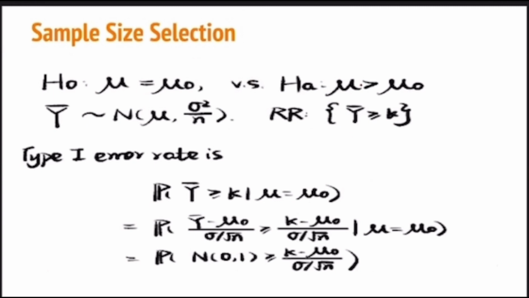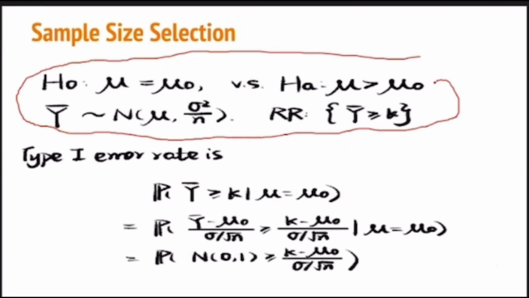Now, let's go back to testing this hypothesis again. I need you to focus on this. Your testing hypothesis is a one-sided, upper-tailed test. You can take a look at the alternative, mu greater than mu naught. Of course, don't forget, before you can use a z-test, the sampling distribution of y bar has to be normal. And the rejection region is going to be y bar greater or equal to k.